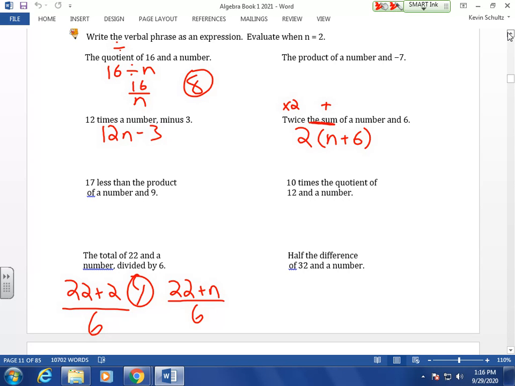You can put times 2 afterwards. So it's like n plus 6 times 2. That's fine. But that word sum, we do need to put parentheses around it because that's what we are doubling. That's what we're taking twice of.